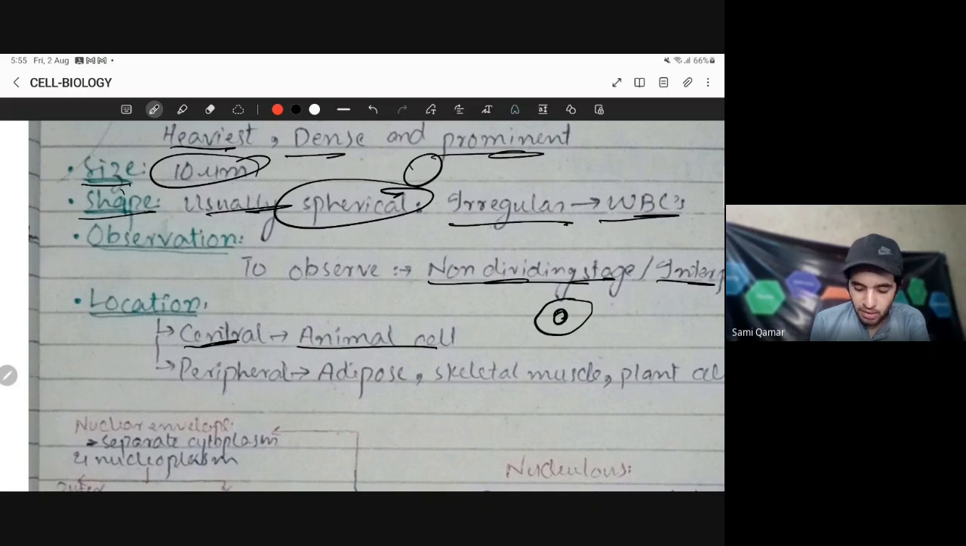Remember this. In plant cells it will be on the periphery, and in adipose tissues it will also be on the periphery. What is the function of adipose tissue? What are adipose cells? Does anybody know what adipose cells are? Adipose, in the form of storing energy.